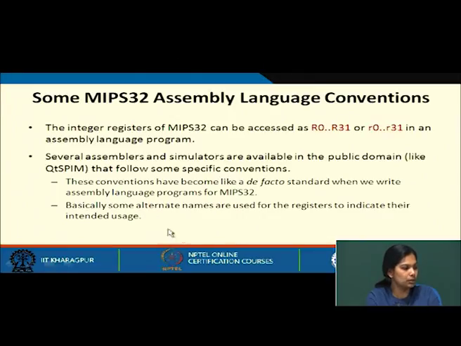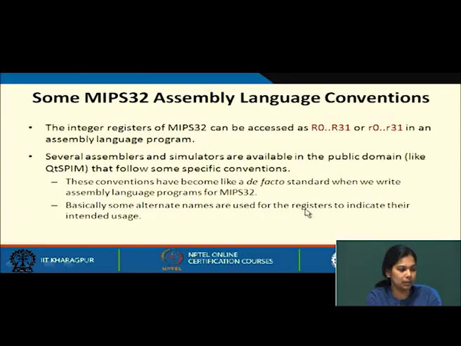Now, let us see a little more MIPS 32 assembly language convention. The integer registers, as I said, are numbered from R0 to R31, and if you want to code this, I am talking about some assembly language instructions. You can write assembly language code. For doing so, some simulators are available in the public domain. One of them is QtSPIM, where you can write assembly language code and execute it. These conventions have become a de facto standard when we write an assembly language program for MIPS. So, QtSPIM is exactly a MIPS 32 simulator that can be used to write assembly language programs.